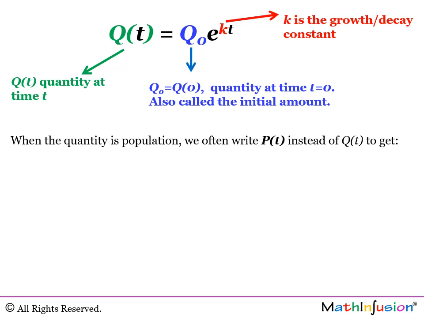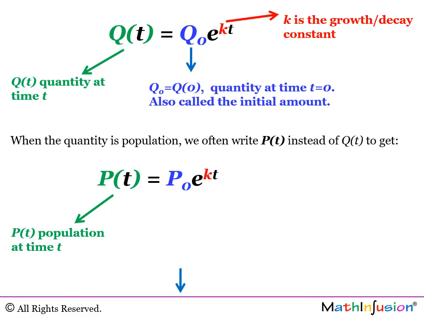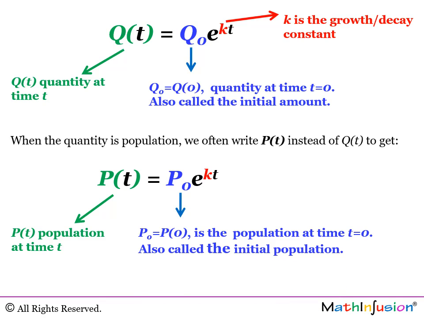When the quantity is population, we often write P of t instead of Q of t, and then we get that P of t equals P sub 0 e to the kt. This is the population at time t. This is the initial population, or the population at time t equals 0. And this is the growth constant.